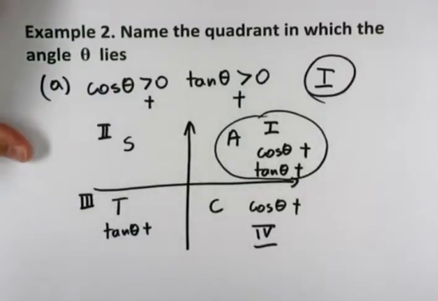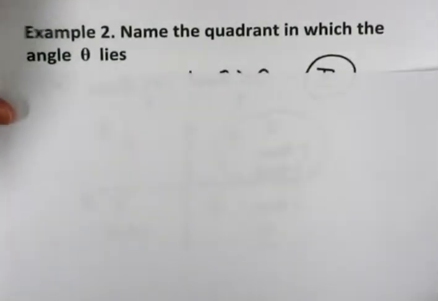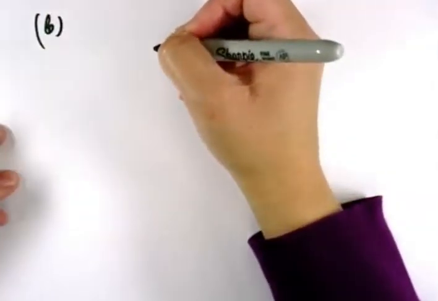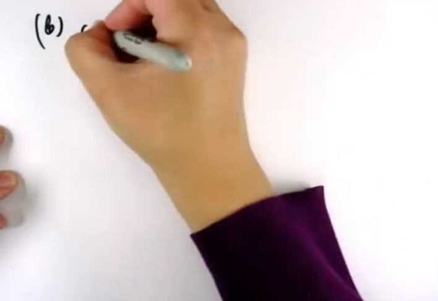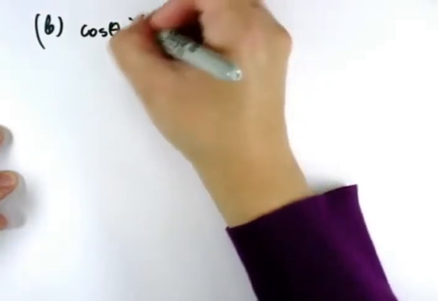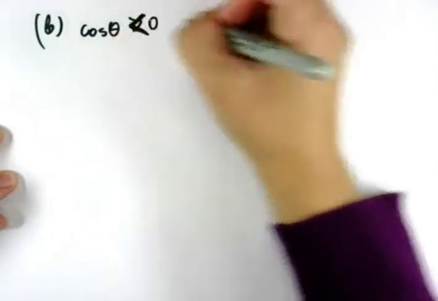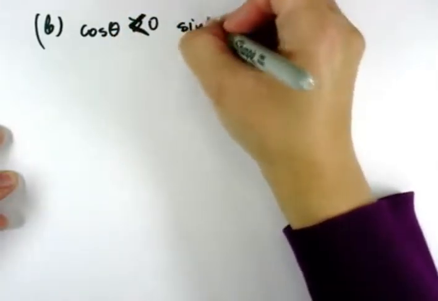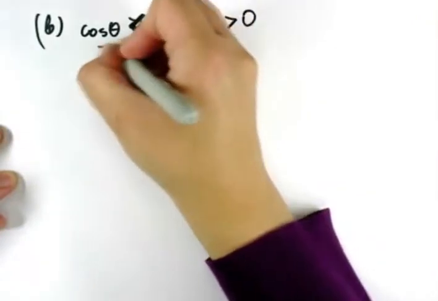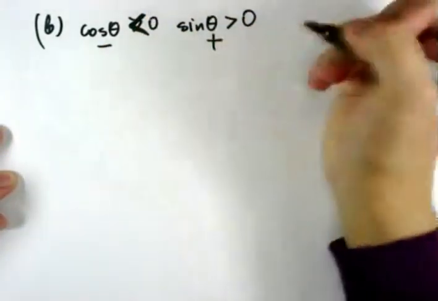Example 2, another example, B. We have that cosine theta is less than 0, negative, and we have that sine theta is greater than 0. So cos is negative, and sine is greater than 0, meaning positive.